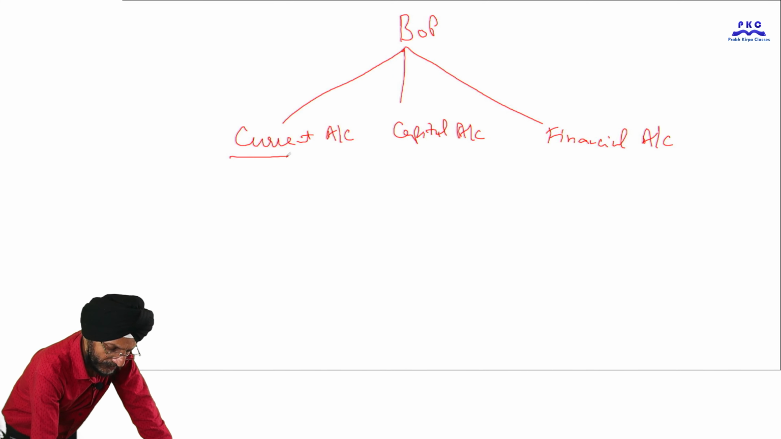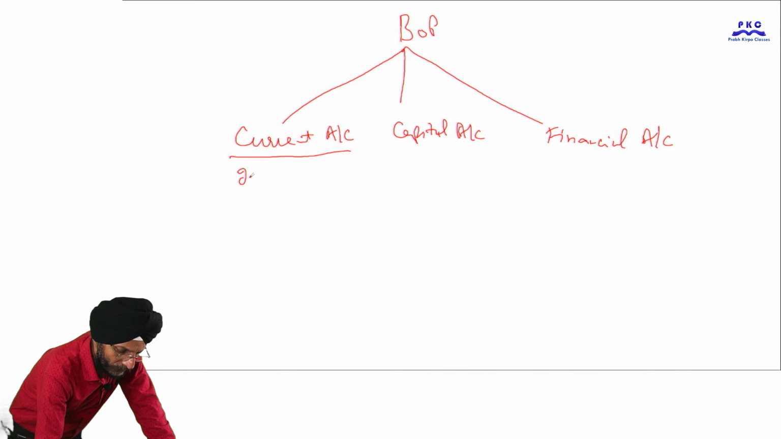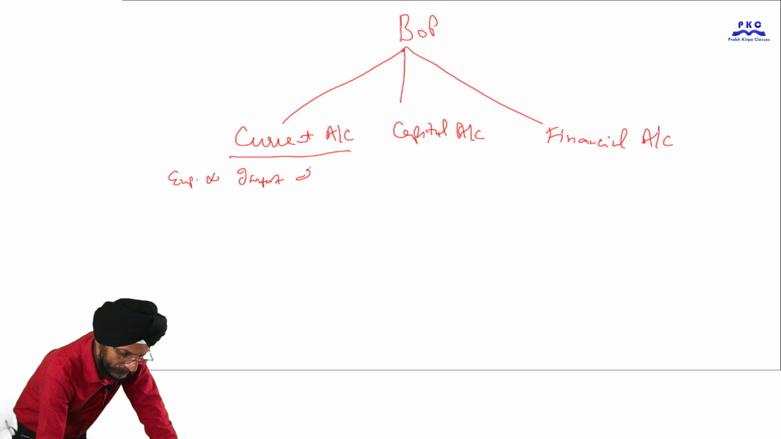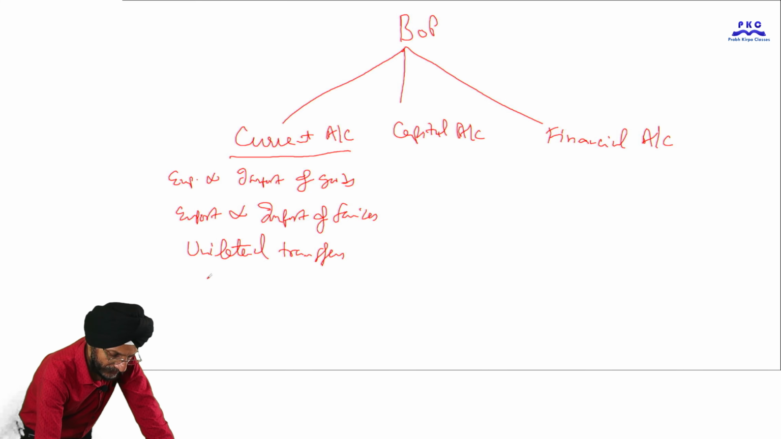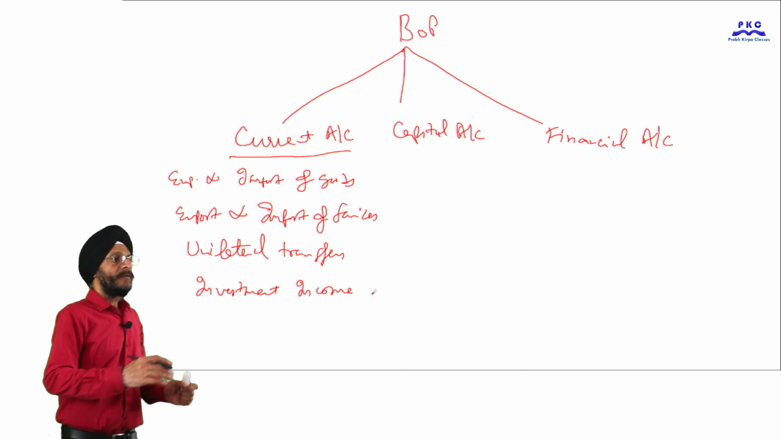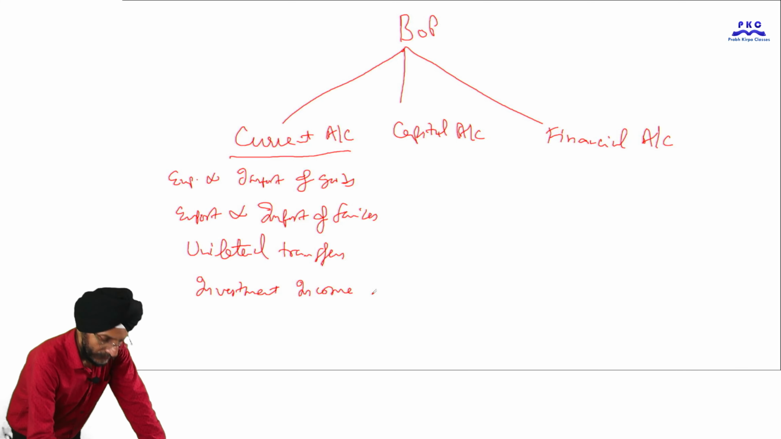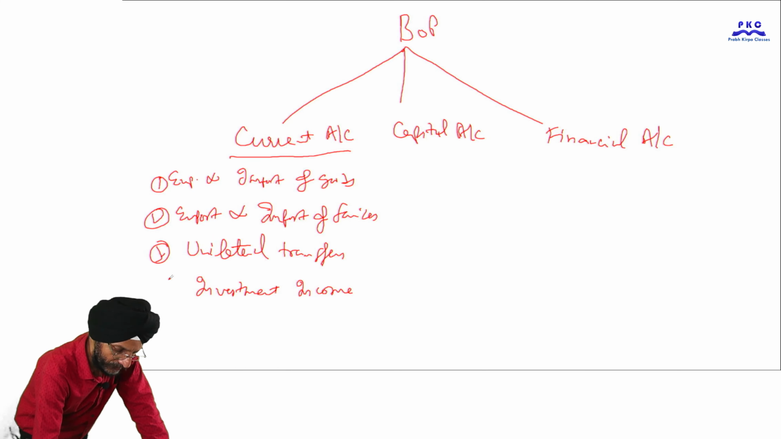In the case of current account, we take into account export and import of goods, export and import of services, unilateral transfers, paid and received, investment income, paid and received. These are the four components of current account.